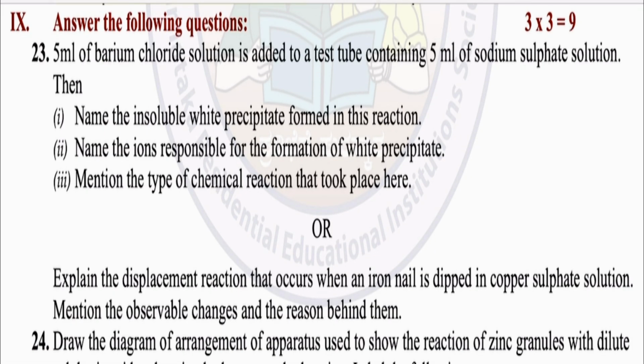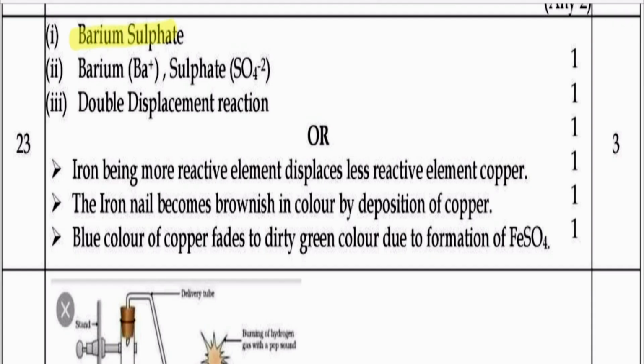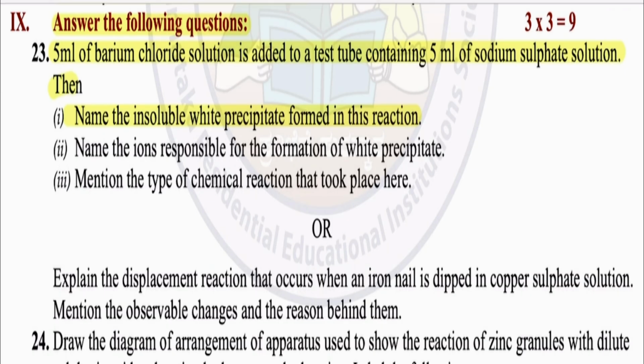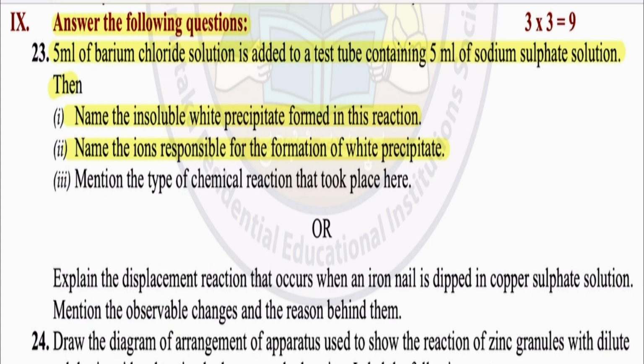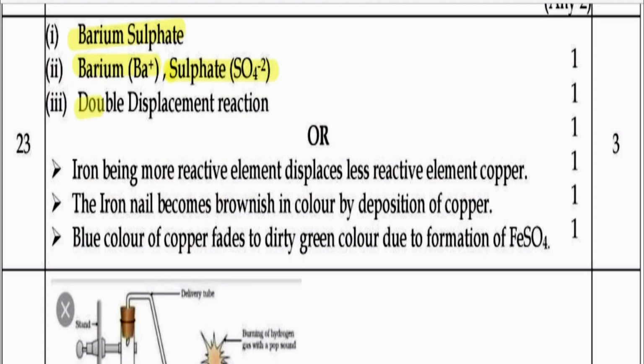9th main, answer the following questions. Question number 23. 5 ml of barium chloride solution is added to a test tube containing 5 ml of sodium sulfate solution. Then 1. Name the insoluble white precipitate formed in this reaction. The precipitate formed is barium sulfate. Next, 2. Name the ions responsible for the formation of the white precipitate. It is barium, Ba2+, and sulfate, SO4 2-. And the third question is, mention the type of chemical reaction that took place here. It is a double displacement reaction.